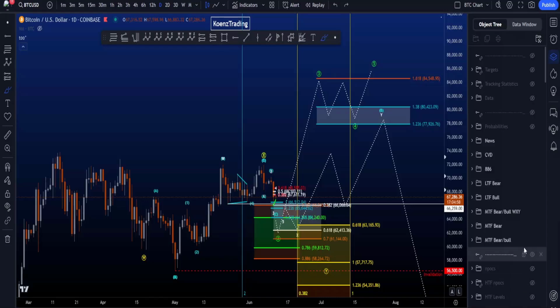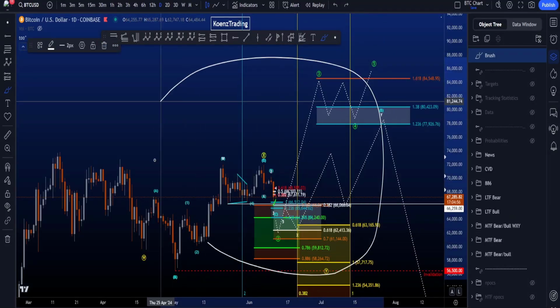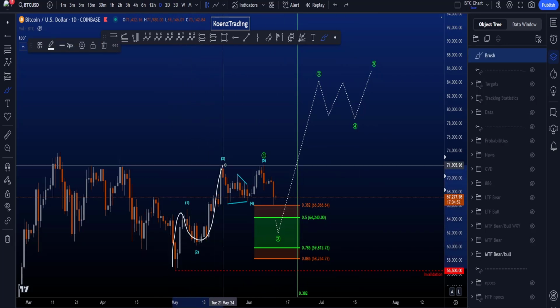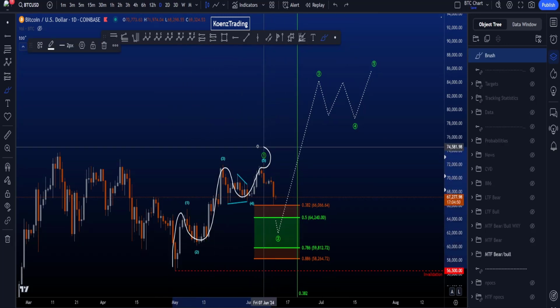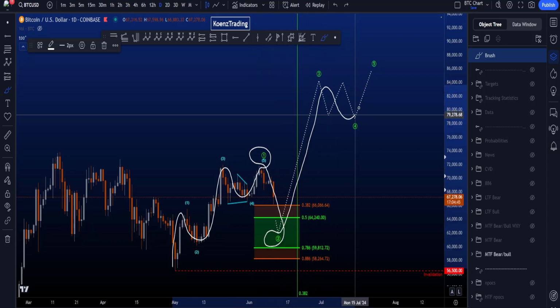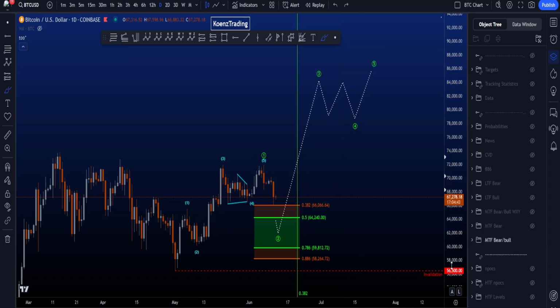Hi everyone, let's go over my bullish and bearish Elliott wave scenarios on Bitcoin, starting with the bullish scenario where we have a finished 5-wave impulsive structure to the upside in a wave 1, looking for a wave 2 and then continuation to the upside in a wave 3, 4 and a wave 5.